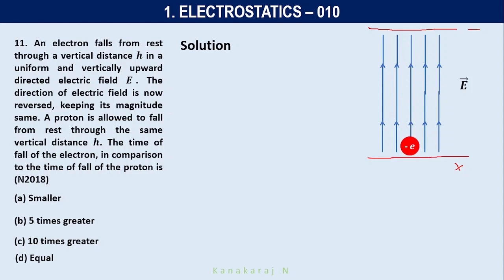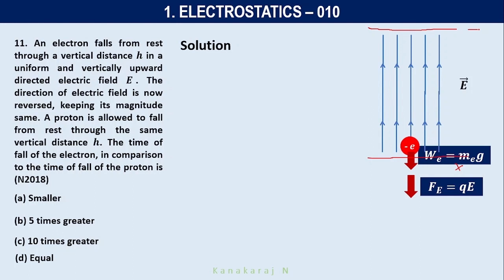Good. There are two forces. One is the weight of the electron, which is always downward, equal to m_e g. Another force is due to the electric field, Fe equals qE. Here q is replaced by e, the charge of the electron. The distance is h and the initial velocity is u.